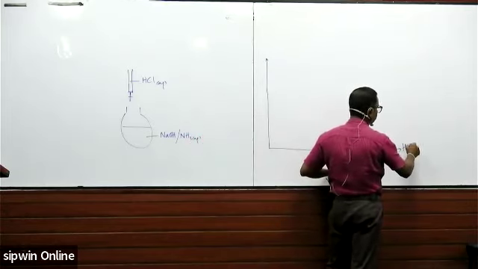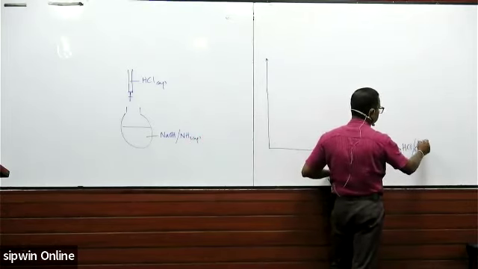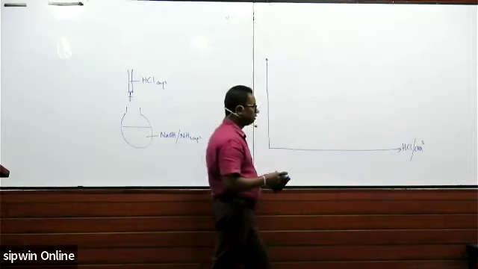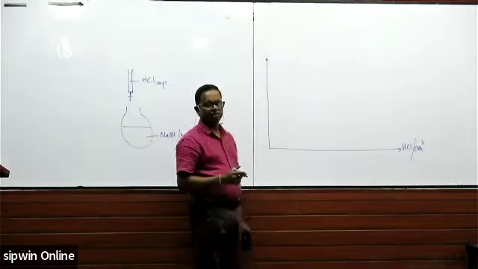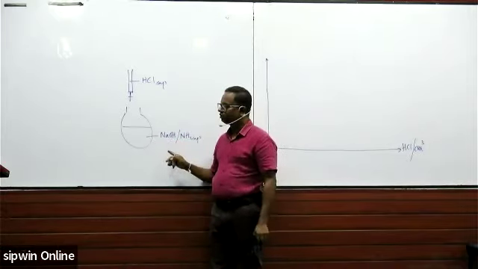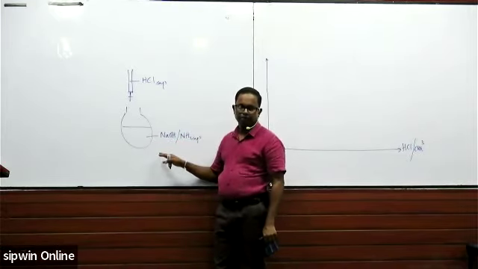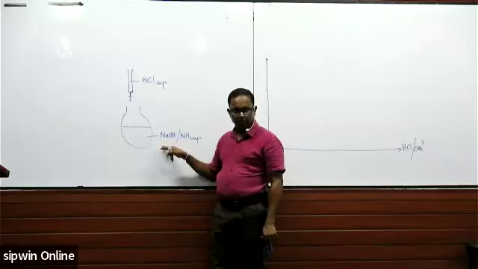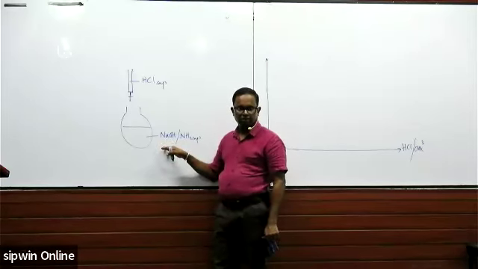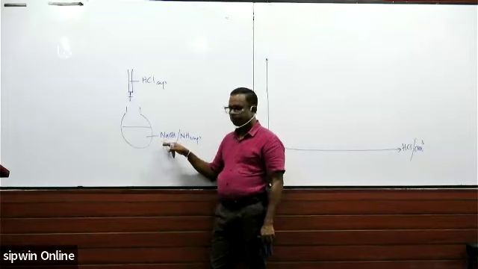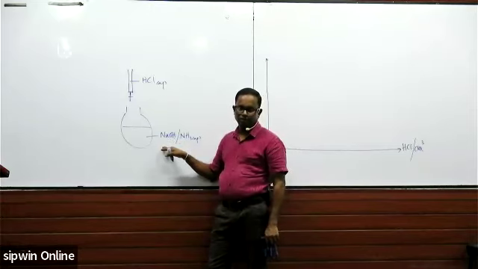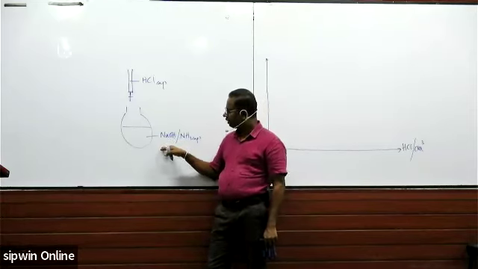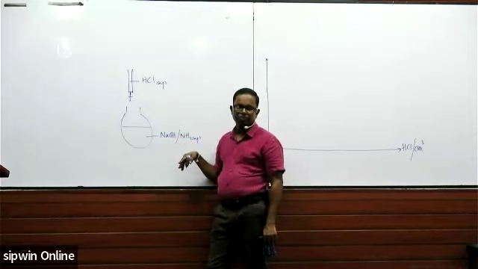HCl volume here. At the beginning, sodium hydroxide and ammonia both are present, so the pH value is very high because of the sodium hydroxide. Sodium hydroxide neutralization, only that one. With that, we can have a sharp drop there.